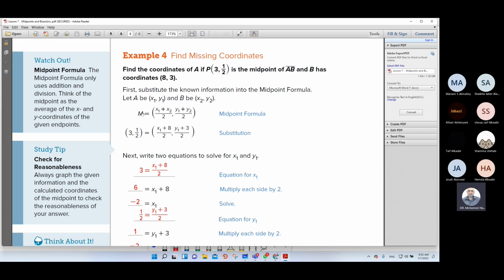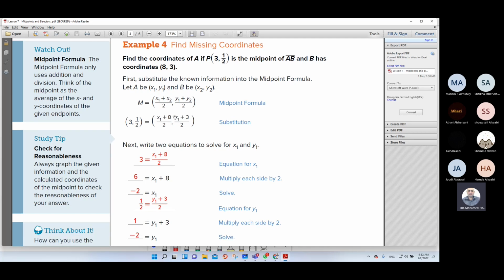So start from the formula: midpoint M equal x1 plus x2 over 2, y1 plus y2 over 2. Now substitute. The midpoint will be 3 and a half. We don't know x1, so that is the missing value, so write x1. We know x2 will be 8. We don't know y1, so represent y1. We know y2 will be 3. Next, write two equations to solve for x1 and y1. The value of x here equals 3 and the value of y here equals 1 over 2. So we have two equations.